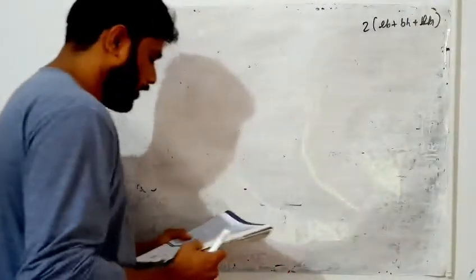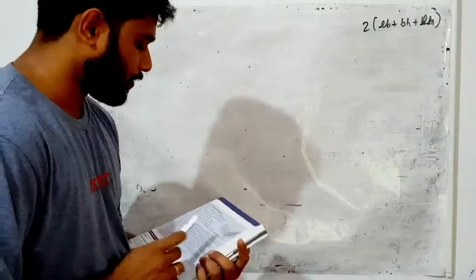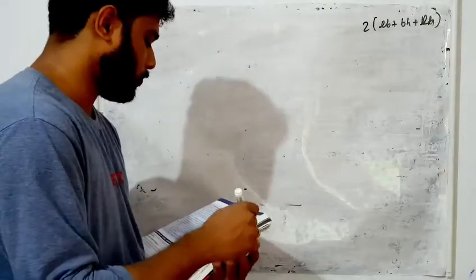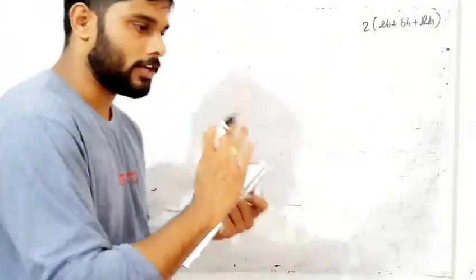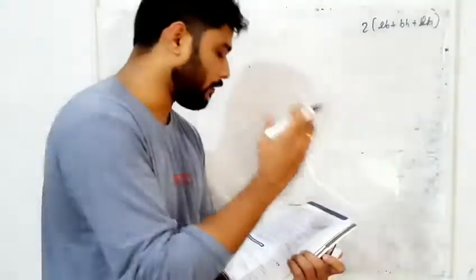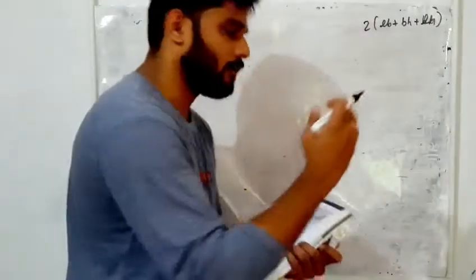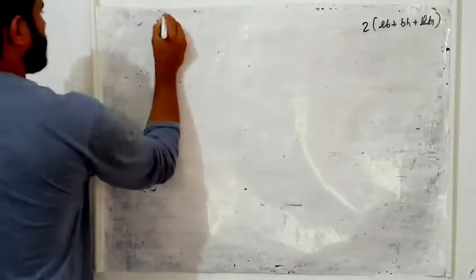Fourth question is, how much gift wrap is needed to cover a box which measures 3 meter by 2 meter by 3 meter? That means it's a cuboid, so we can understand this is a cuboid. We have to cover the cuboid with gift wrap paper, you have to cover this full cuboid. The dimensions are already given.